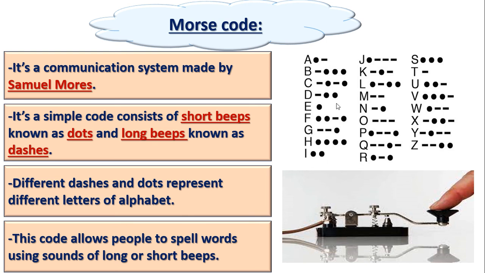So again, the short peeps are called dots, the long peeps are called dashes. And the Morse code makes people spell words using the sound of the short peeps and the sound of the long peeps, which are the dots and dashes. So Morse code is a communication system made by a man called Samuel Morse. It consists of short peeps and long peeps. Short peeps are called dots and long peeps are known as dashes. And when we make different dashes and dots, we can represent different letters of the alphabet.